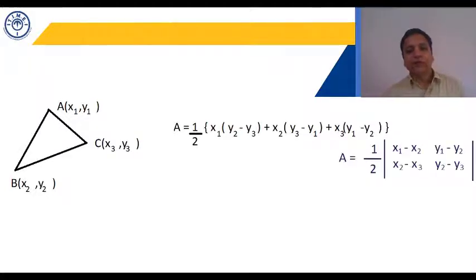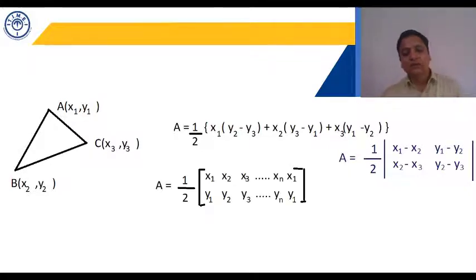Then there is another formula for area also, that's simple. Half, x1 minus x2, y1 minus y2, and x2 minus x3, y2 minus y3, as a determinant. We can use this formula also. We'll be solving one question from this formula, another question by the basic first formula.